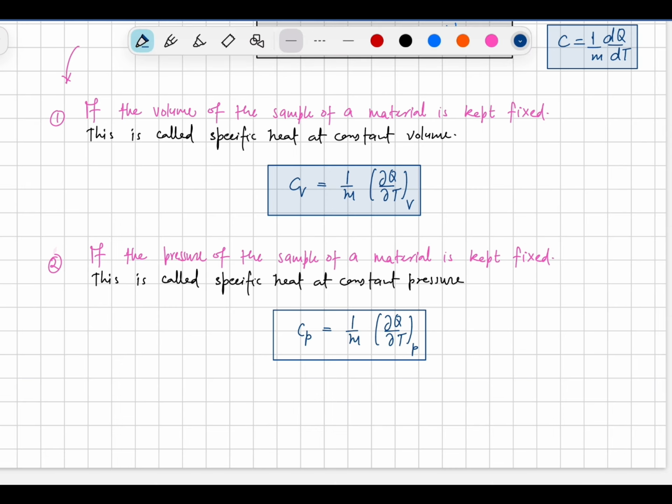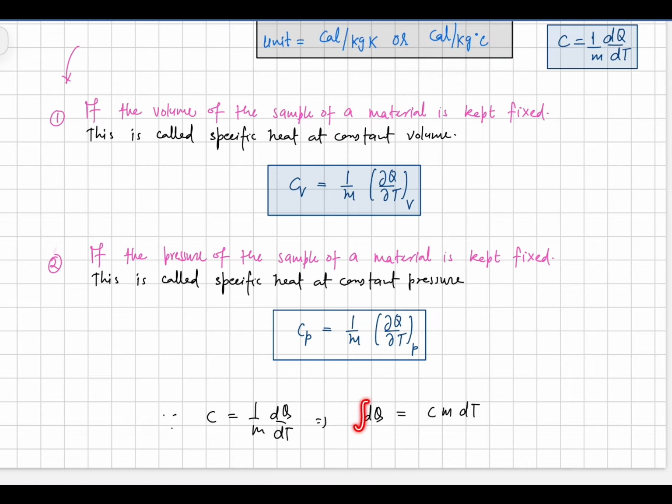And now you can see that, since C equals 1 upon m dq by dt, from here you can write dq equal to C times m dt. Okay, and if I integrate it, I can find out the total heat. If I integrate it, I can find the total heat in the process.